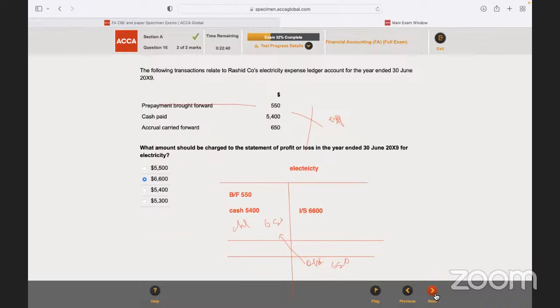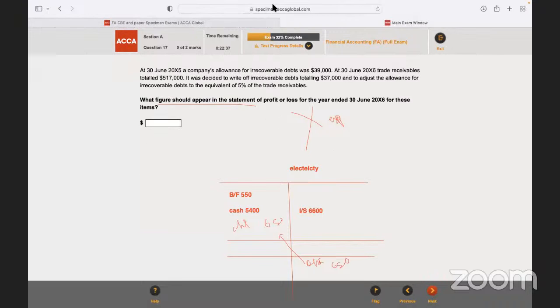Okay, right. Then guys, let's move to the next question. This question is coming from irrecoverable debts. Now they're asking what figure should appear in the statement of profit and loss.